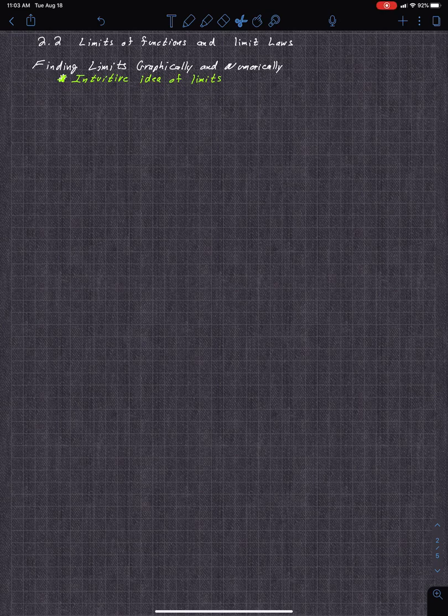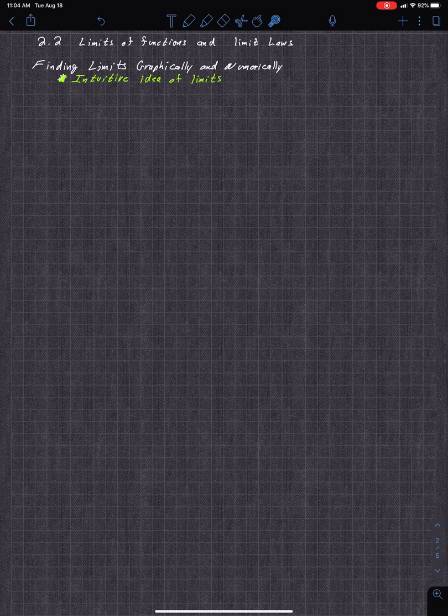Let's get started on 2.2, which is on limits of functions and then the limit laws. So 2.2 is the more intuitive idea of considering or looking at limits. This is on finding limits graphically and numerically, and it's frankly a warm-up to a more rigorous definition of limit, and I'll talk about that as we go.